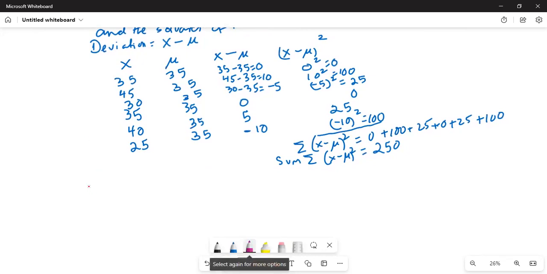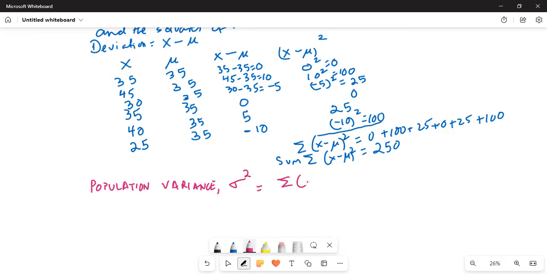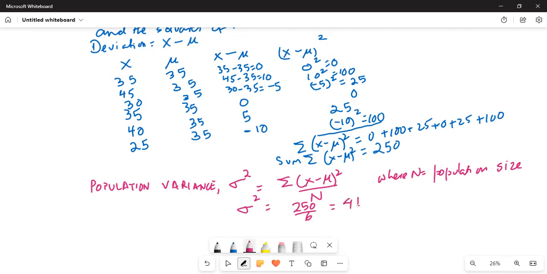Now let me calculate the variance. Let's change the color of the ink. So population variance, which is given by sigma square, is equal to the sum of x minus mu square divided by capital N, where N is the population size, in our case 6. So sigma square in our case is 250 divided by 6, which is 41.667. So that's your variance.